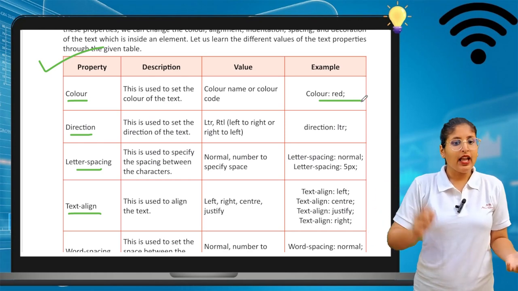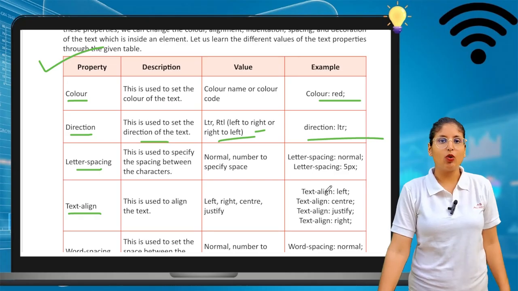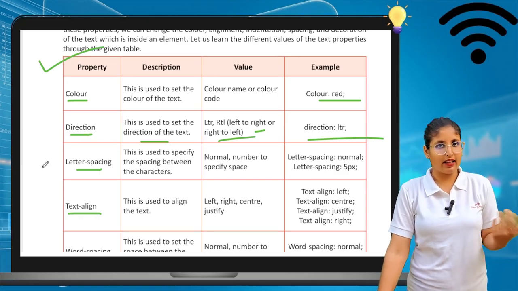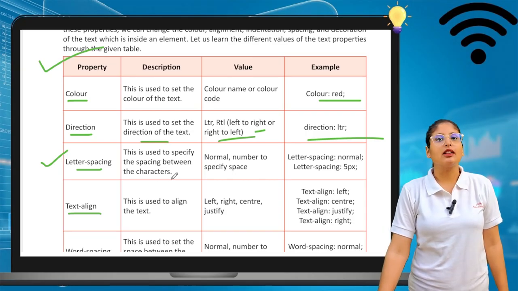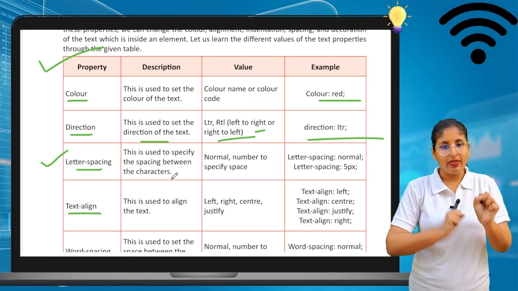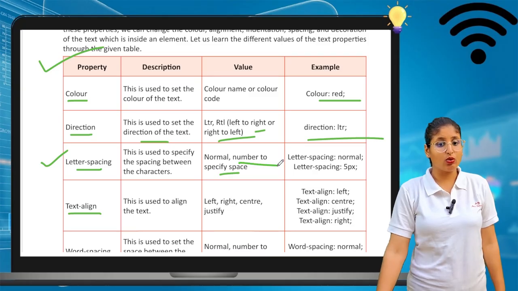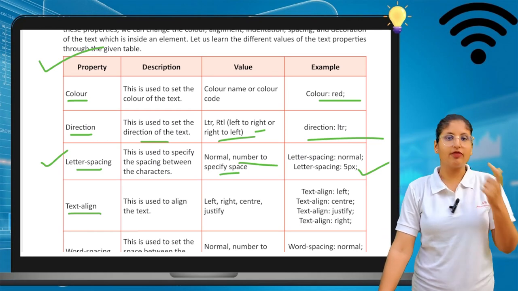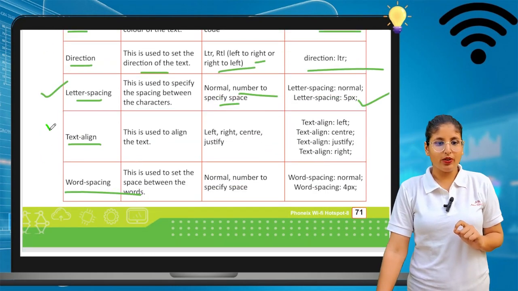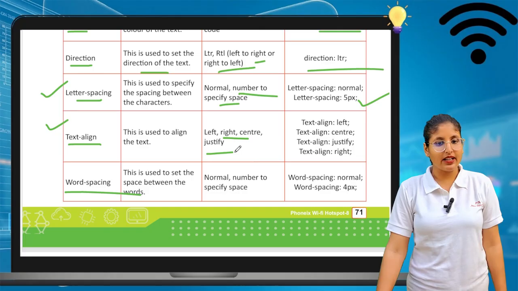Next is direction. This is used to set the direction of your text. Which direction do you want, like right to left and left to right. So this is an example. Letter spacing also. This is used to specify the spacing between the characters. Between the characters, what spacing you want. The value is normal, or the number of specified spaces you want. If you want, you have to write the number. Next is letter spacing, normal letter spacing, like 5 pixels. This is how we do it. Next is text align. This is used to align the text, like right, left, center, and all these things.